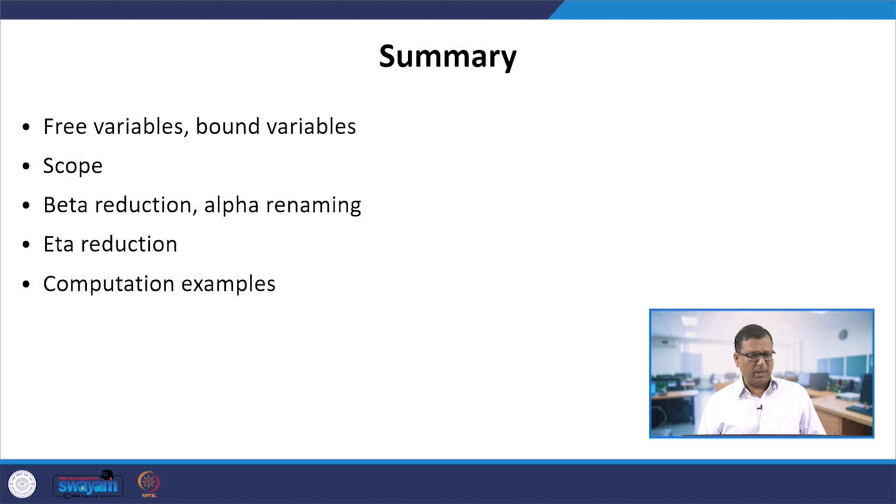Thus we can summarize today's discussions as we have given. Hope you have got some idea about free variables, bound variables, the scopes of lambda terms, the different reduction strategies and how this computation works.